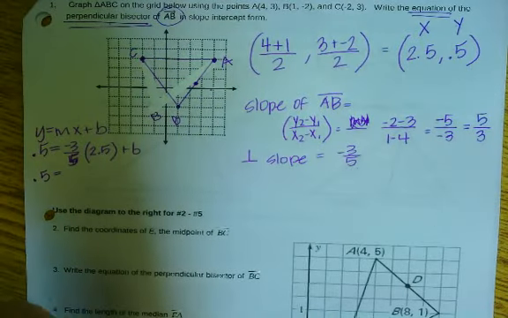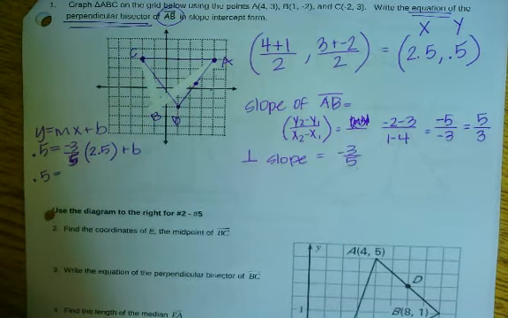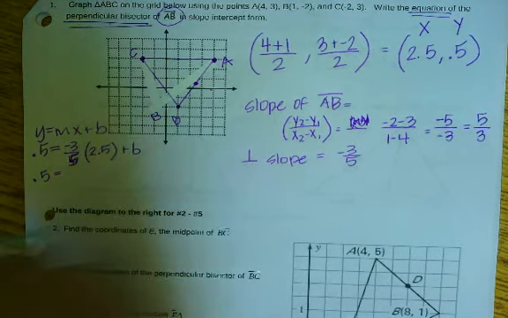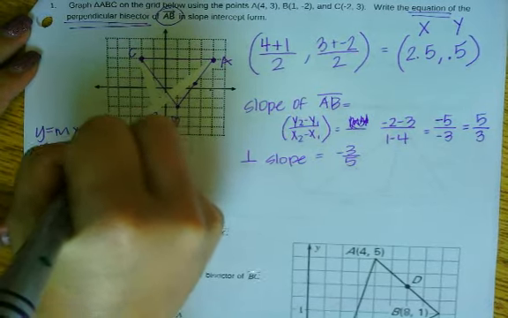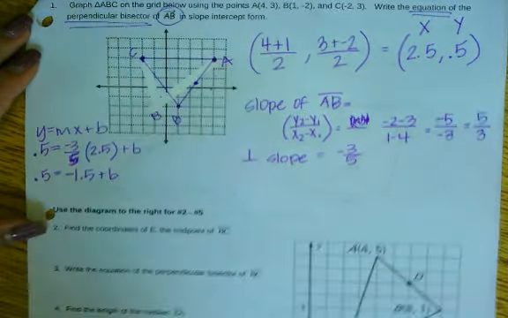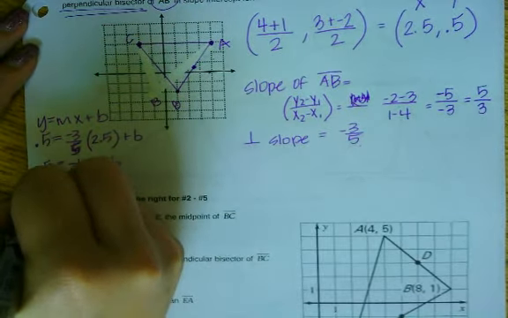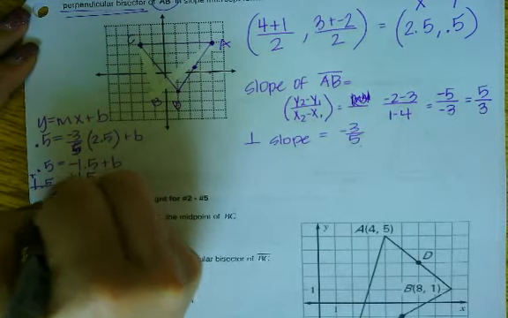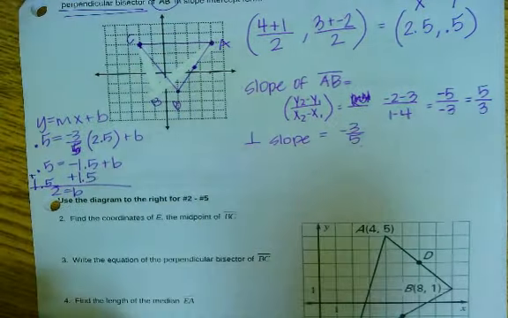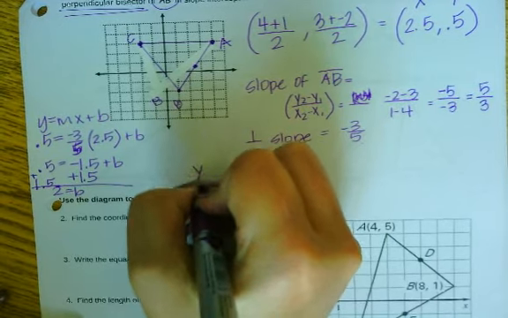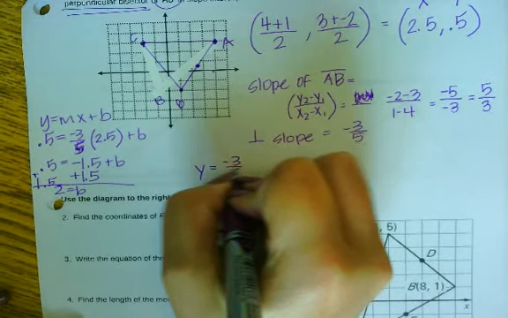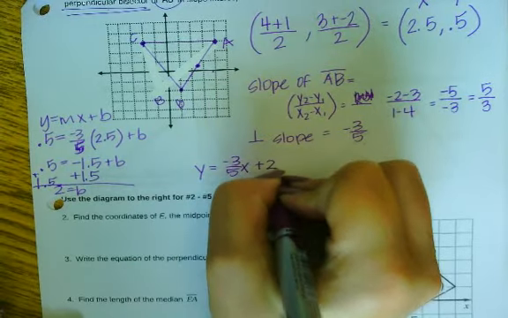What is negative 3/5 times 2.5? Negative 1.5 plus b. Okay, so add 1.5 to both sides. What do you get for b? 2. Okay, so what is the equation of my perpendicular bisector? Very good. y equals negative 3/5 x plus 2.